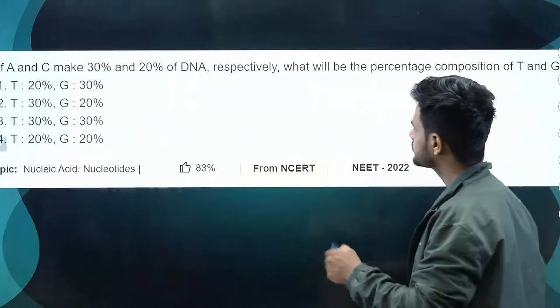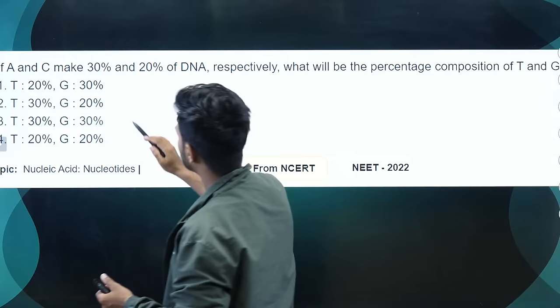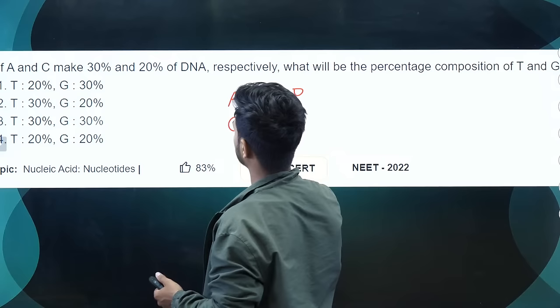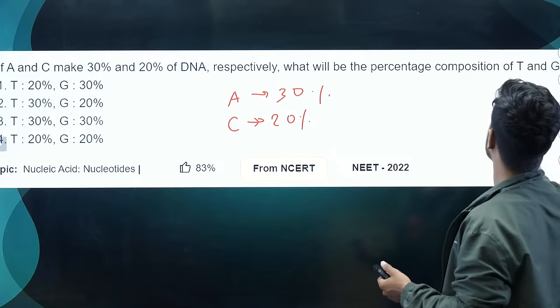Now, easy question again. If A is 30%, C is 20%, respectively, what will be the percentage of your thymine and guanine? See students, ATGC, all of you know Chargaff's rule.